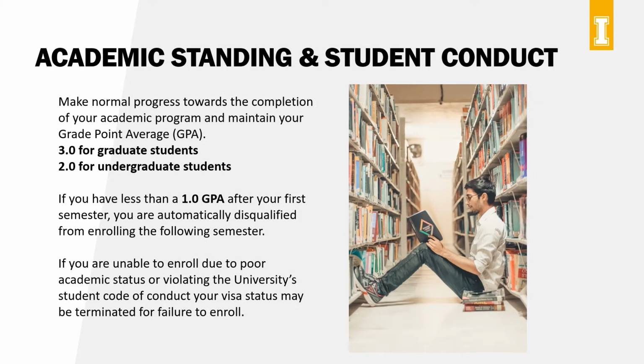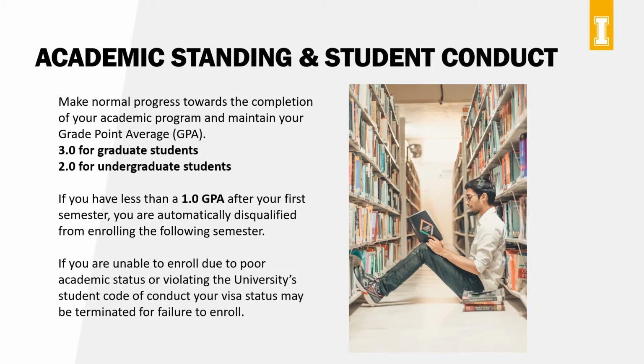While studying in the United States, both F and J students must remain in good academic standing and adhere to the Student Code of Conduct. Students must make normal progress towards the completion of their academic program and maintain a certain grade point average, or GPA. You can be put on probation if you drop below a certain GPA. For example, graduate students must maintain at least a 3.0 GPA. Undergraduate students must maintain at least a 2.0 GPA.